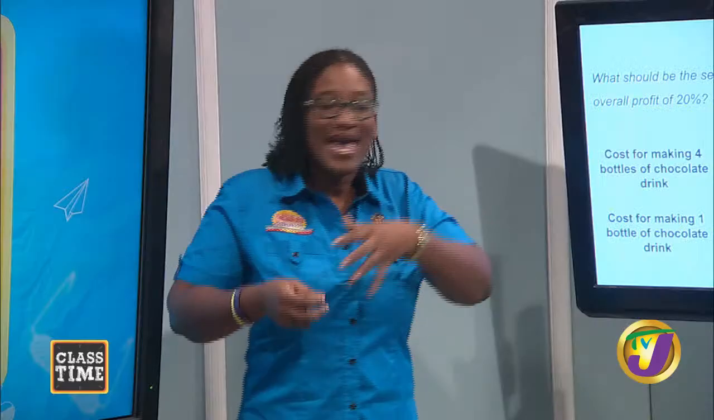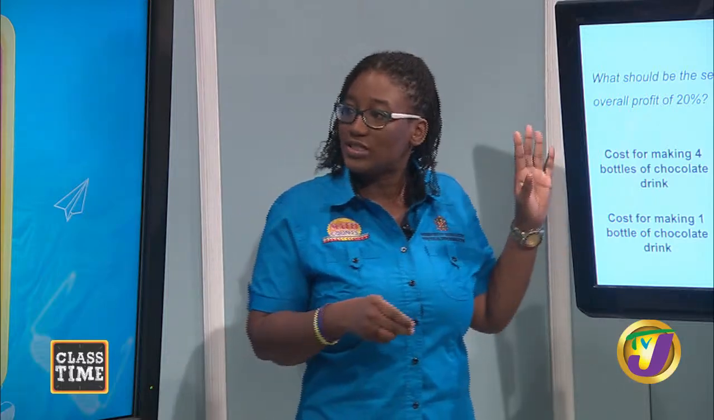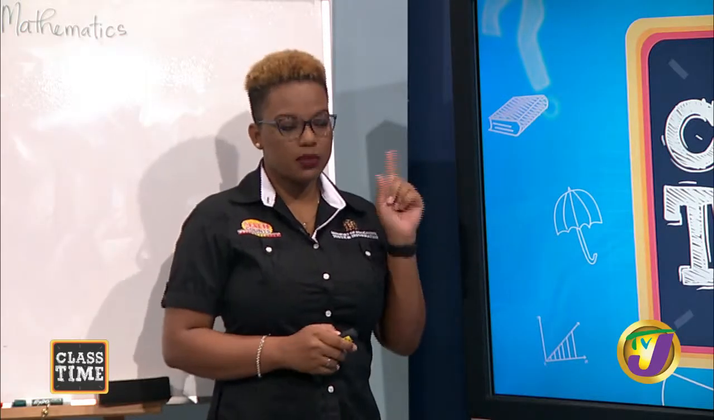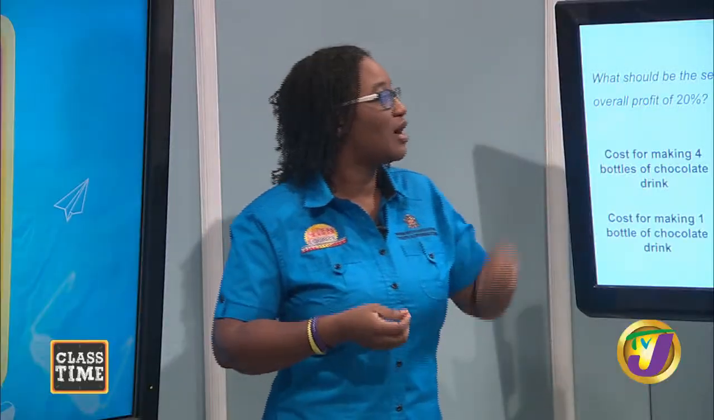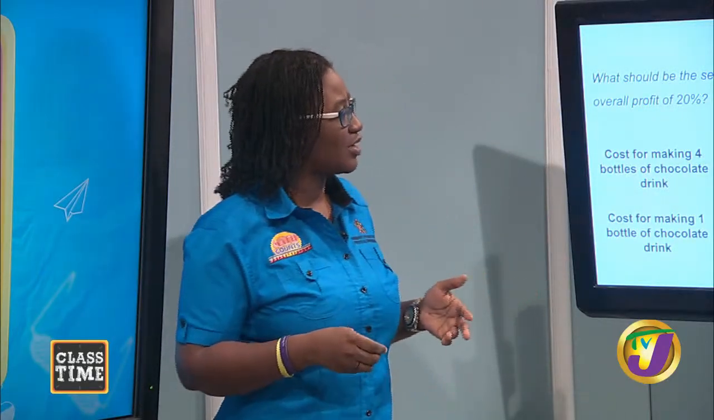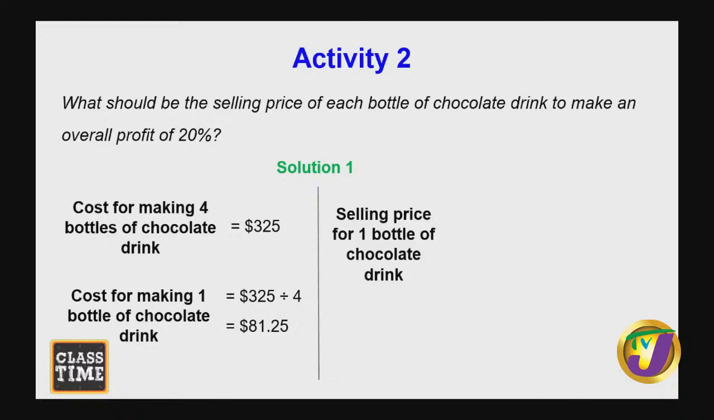But now we need to apply the profit. We want to decide on a selling price. Clearly, we're not selling it for $81.25. That is true. So we need to now put on our profit, which is 20%. So the selling price is going to be 100% added. We're adding that 20% to the 100%.